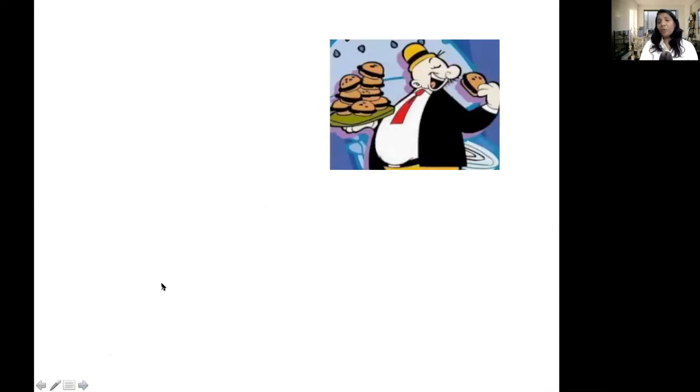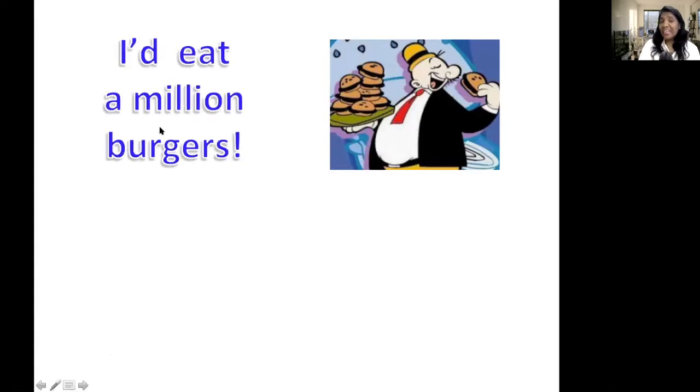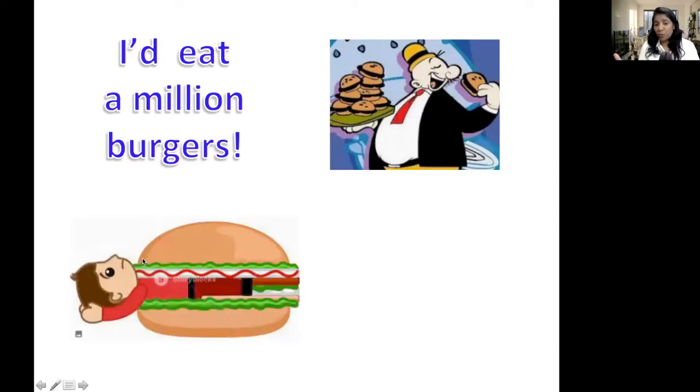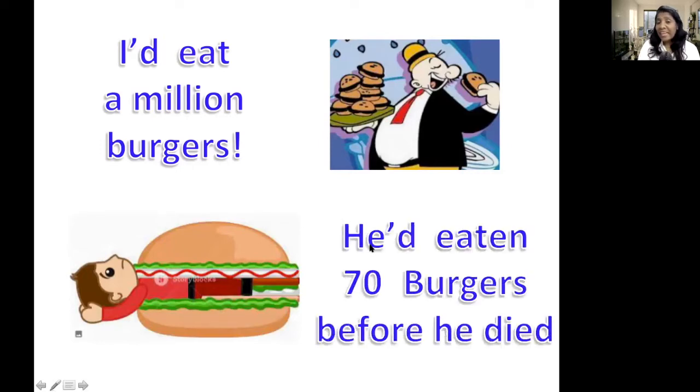Here, the example is in this picture. You see this man, he wants to eat lots and lots of burgers. He loves burgers a lot. So he says, I'd eat a million burgers. So after eating, the very next day, he had a funeral. He passed away. And there at the funeral, a person says, he'd eaten 70 burgers before he died.